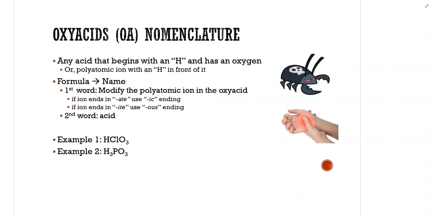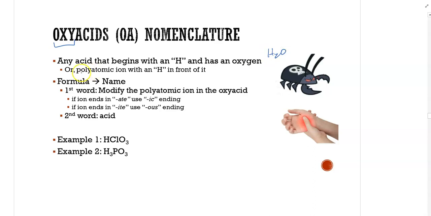Now, that was binary acids. Let's talk about oxyacids. Now, oxyacids, these are also acids, but as you can tell by the name, the prefix oxy generally refers to the fact that there's going to be some oxygen involved. Now, broadly speaking, looking for an oxygen won't always work out, but let's use that as a nice little framework to start. Any acid that begins with an H and has an oxygen typically will be an oxyacid. Again, the exception being water, right? We're not really counting that as an acid here.